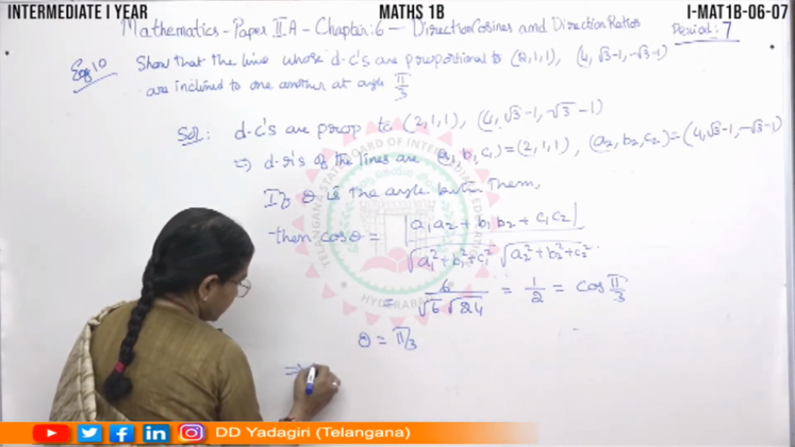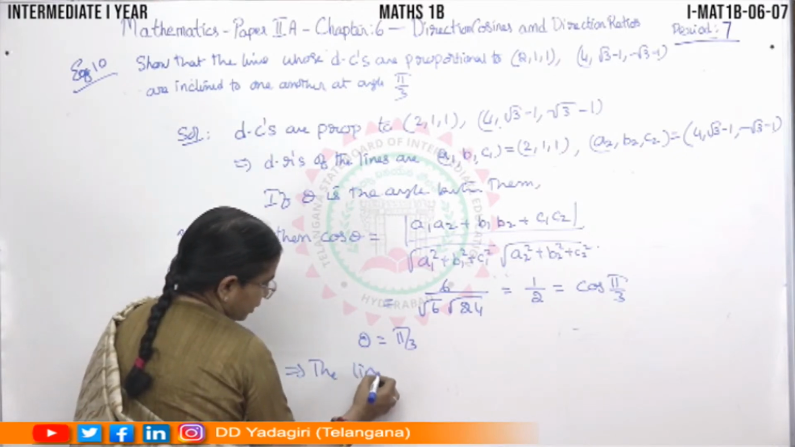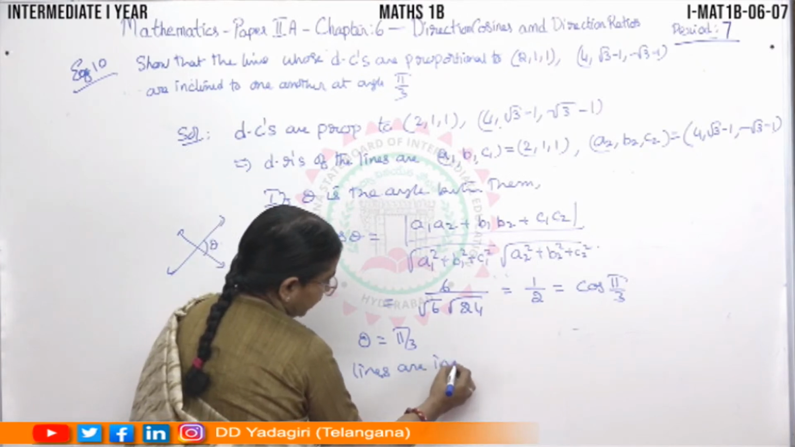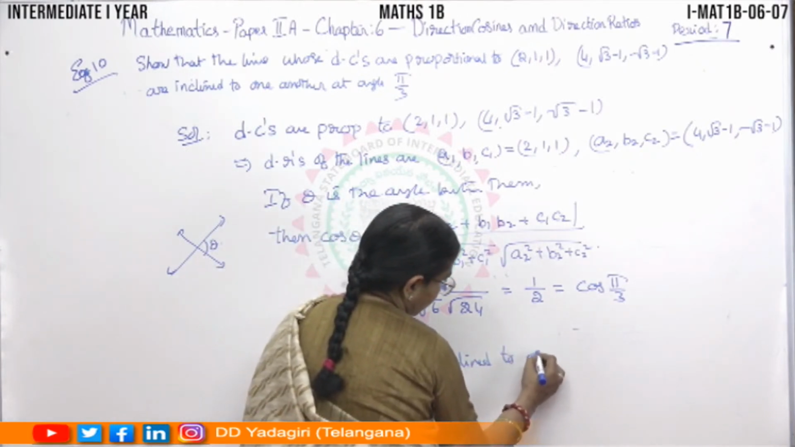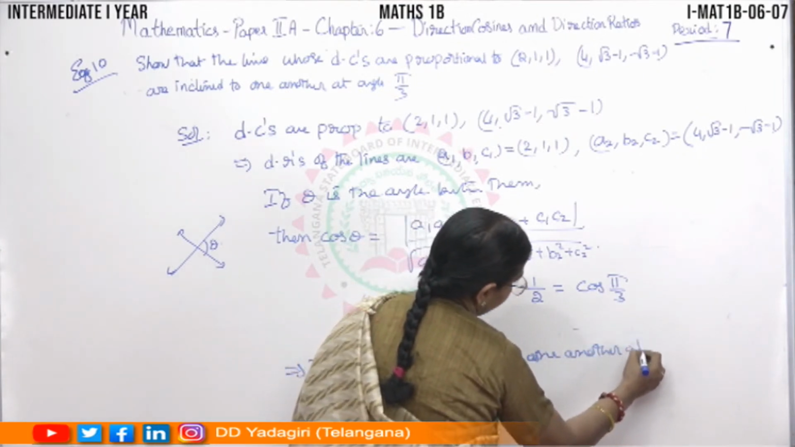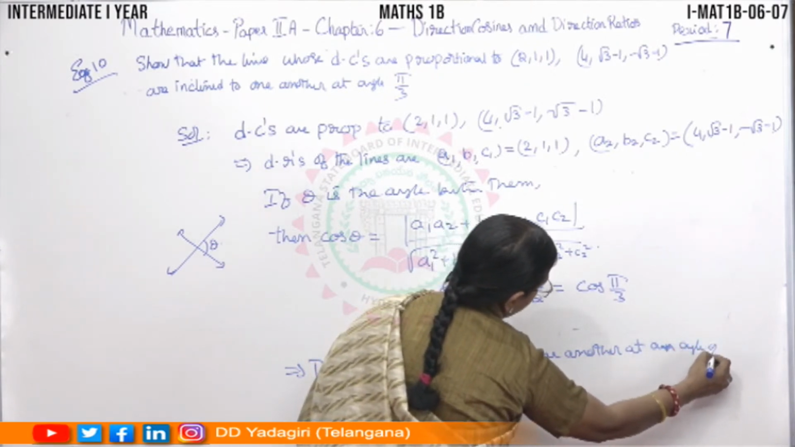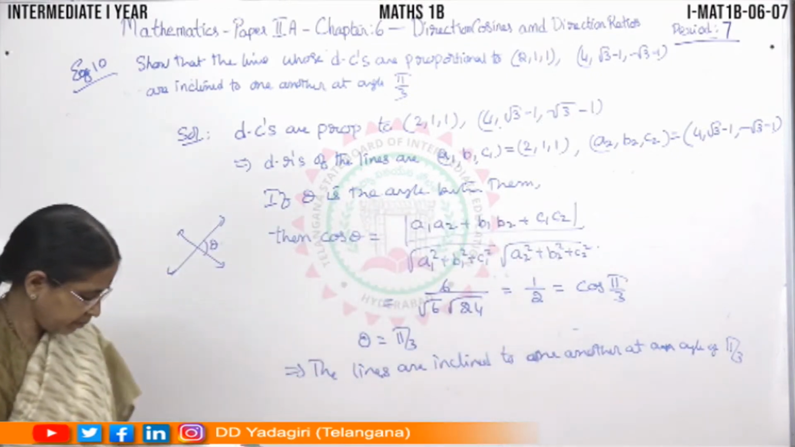So the lines are inclined to one another, that means the angle between them, at an angle of pi by 3, 60 degrees. So like this we do the problem.